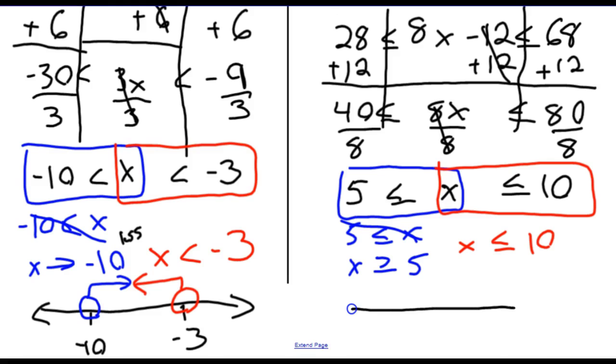Drawing our number line, I see that 5 is the least, so we have 5 on the left and 10 on the right. Now this time we're going to have a closed circle pointing to the right, and we're going to have another closed circle pointing to the left.